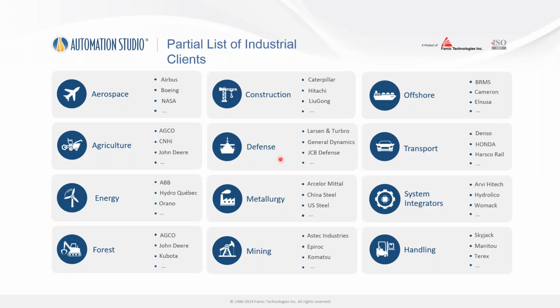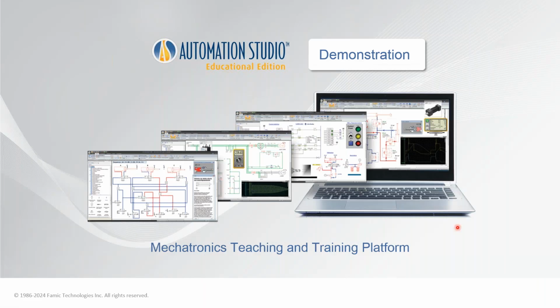This is the partial list of our industrial clients. We have clients like NASA, Boeing, John Deere, Kubota, Caterpillar, Hitachi, JCB Defense, L&T, China Steel, US Steel, Komatsu, Epiroc, Honda, RV High-Tech, Skyjack, Terex. This was about our company profile. If you have any questions till now, you can type them in the question box.